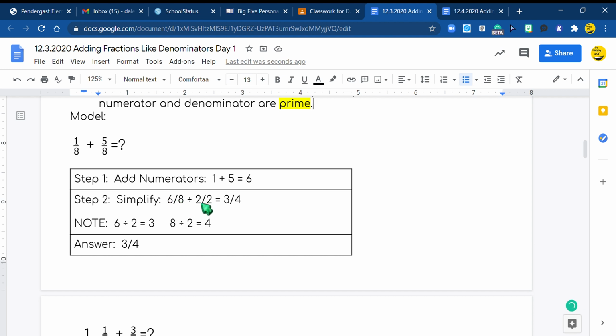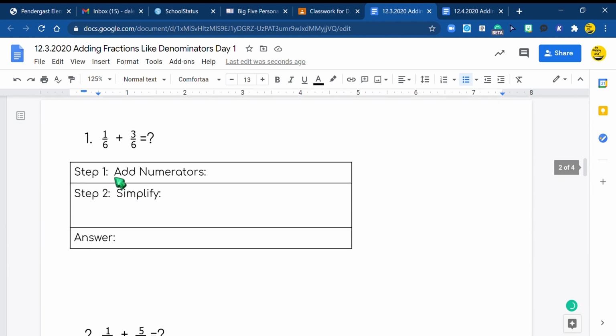When we do that, 2 times what number gives me 6 is 3. Great job. And 2 times what number gives me 8? 4. If you look at the notebook down here, we kind of did it so that you could do individuals. It works. So our answer is 3/4. So let's do one together.